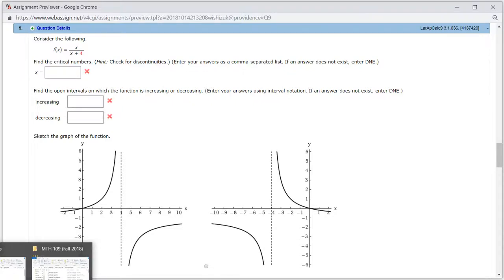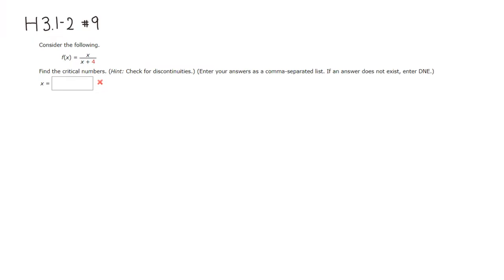All right, let's look at homework 3.1, 3.2, problem number 9. Let's find the critical numbers of this given function. Let's take the derivative. F prime of x is equal to, we need to square the denominator, so quantity x plus 4 squared.